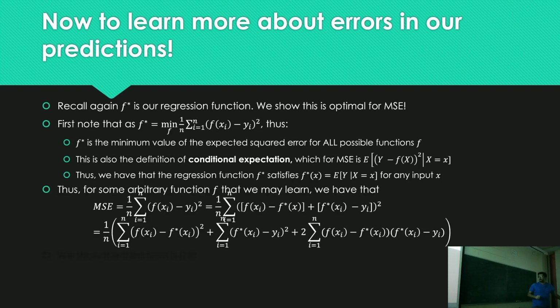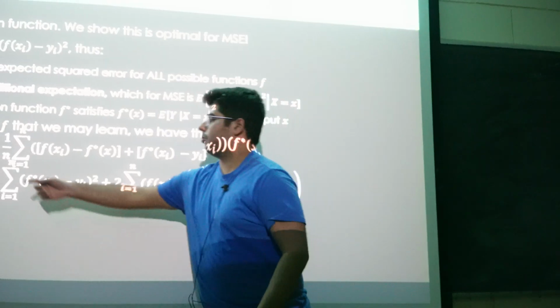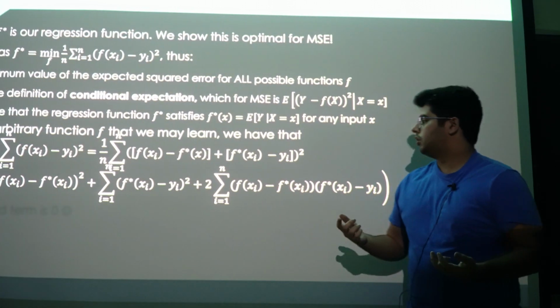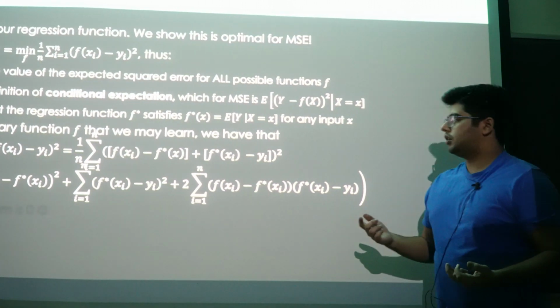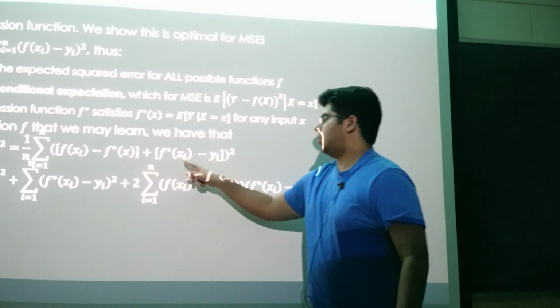So that allows us to do some math. I'll take it slow here, it's okay. So thus, for some arbitrary function f that we can predict from a model, their MSE, which is the mean squared error that we talked about earlier, was the average of the sum of squares of residuals. And I'm going to subtract and add the f star at xi. I apologize, there should be xi here.